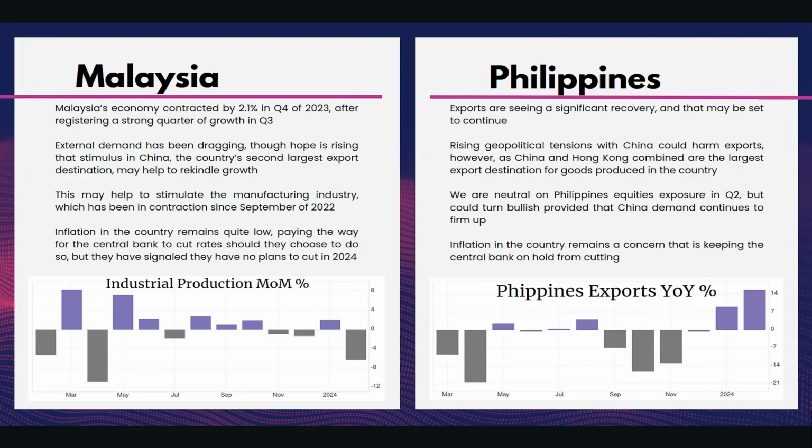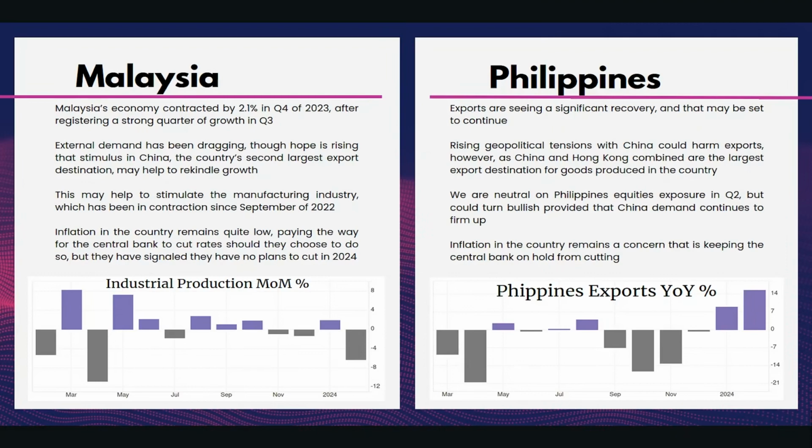For the Philippines, we see that exports are seeing a significant recovery. You can see that in the year-over-year numbers that we got for February, and that recovery may be set to continue. But we do temper our enthusiasm because rising geopolitical tensions with China could harm exports. And China, combined with Hong Kong, which is essentially a satellite of China, are the largest export destinations for goods when combined for the country by a lot. So we are neutral on Philippines equities exposure in Q2.